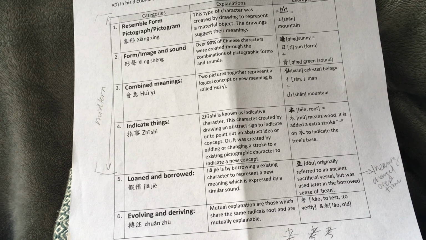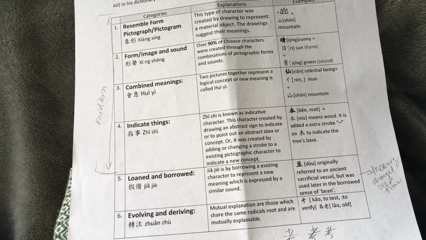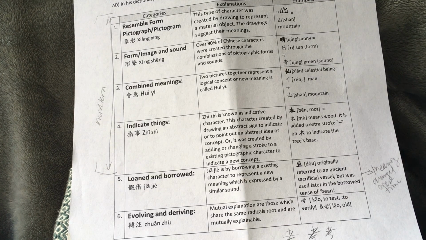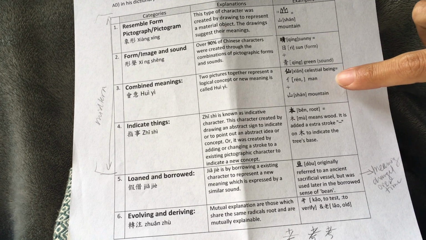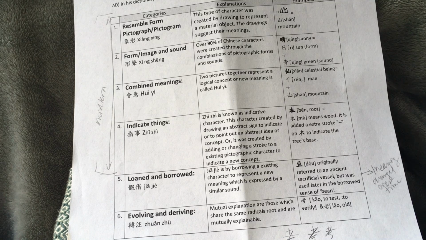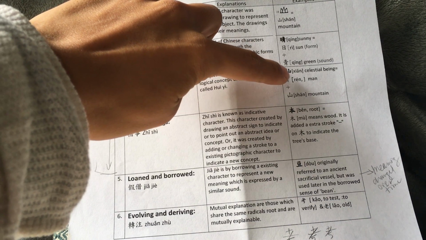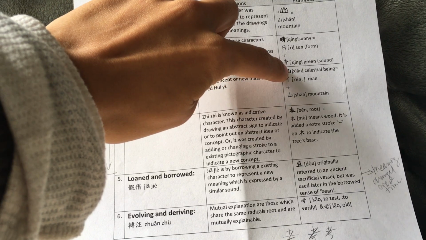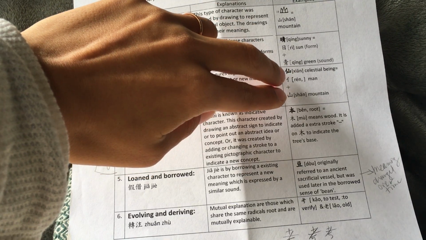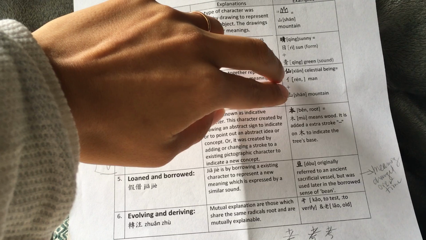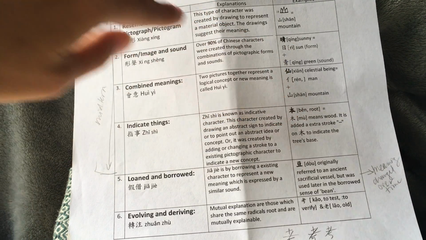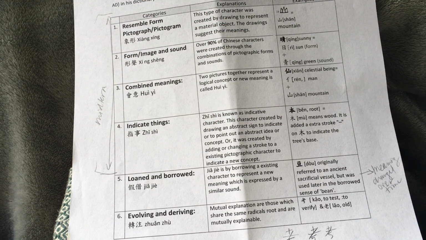The third type is combined meanings. So in this example, we have celestial being as an example. Celestial being has ren on the side, which means man, and then a mountain, shan, on the right side. And together, the picture of the man and the picture of the mountain together means celestial being. So they're combined meanings together to form a single word.